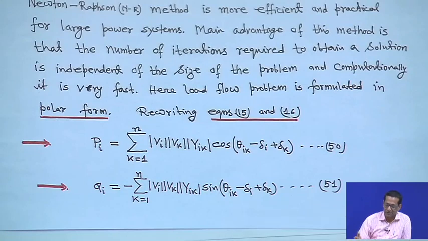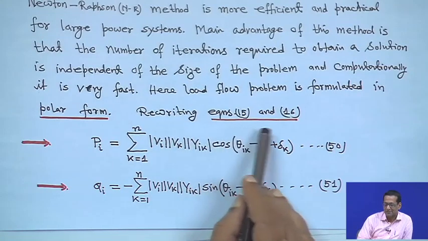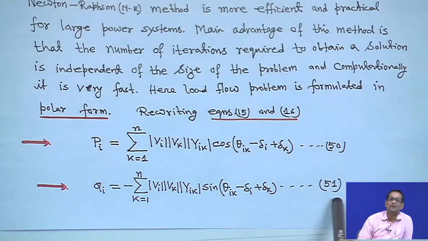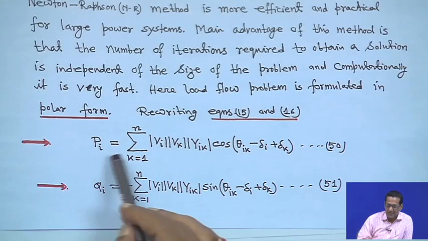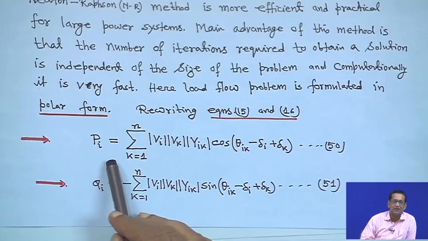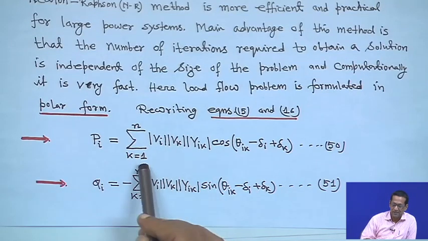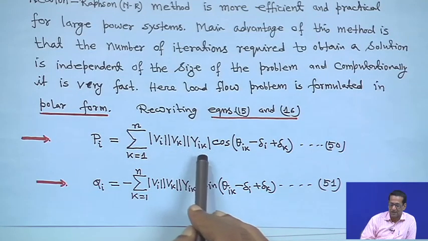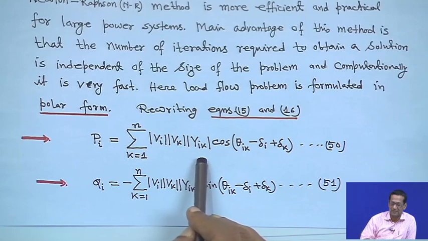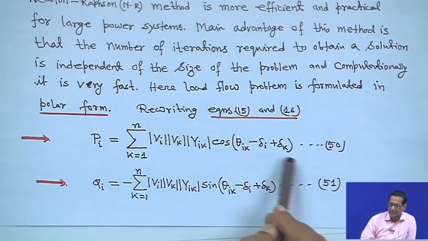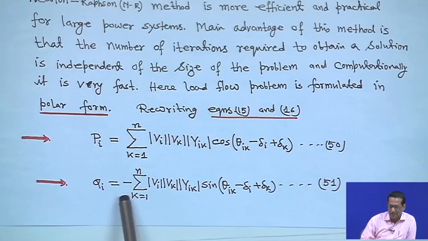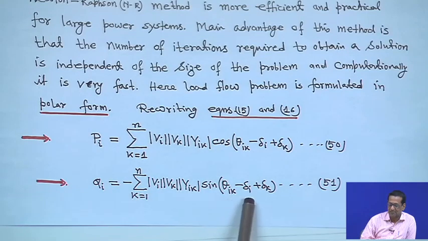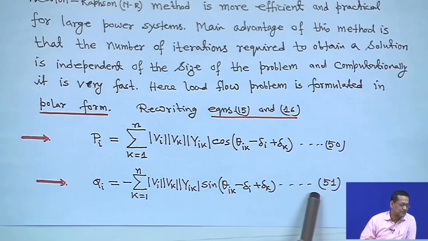What we are doing now is rewriting equations 15 and 16, the same equations, but numbering them again 50 and 51. So, P i is equal to the injected power at bus i, which we derived earlier: sum over k equal to 1 to n of V i V k y i k, hence onward I will not utter magnitude, because these are all magnitudes, cosine of theta i k minus delta i plus delta k. And Q i is equal to minus sum over k equal to 1 to n of V i V k y i k sin of theta i k minus delta i plus delta k. This is equation 51, right.